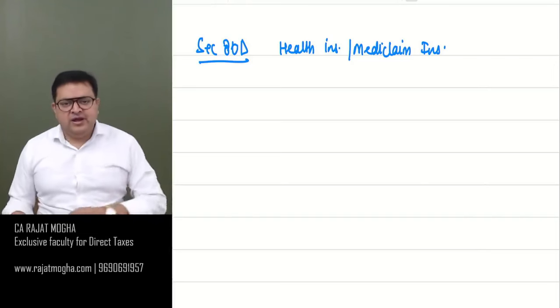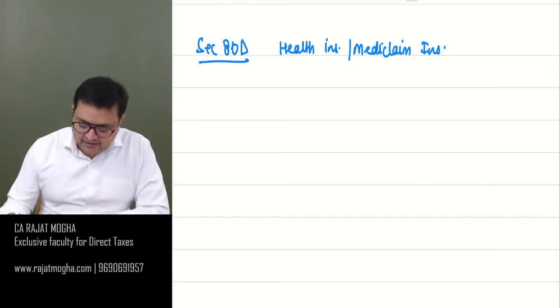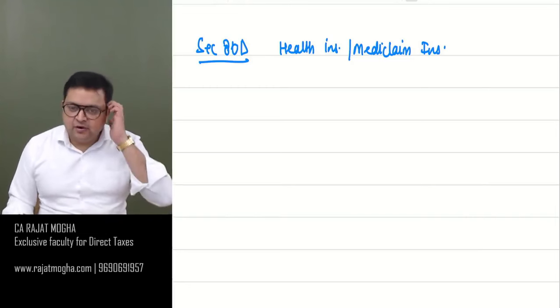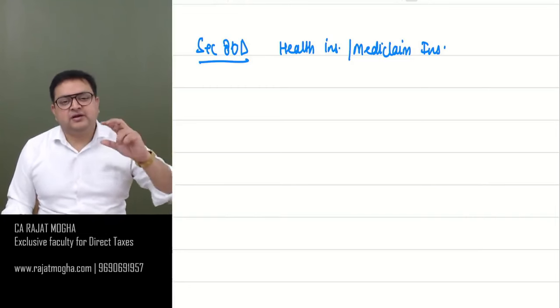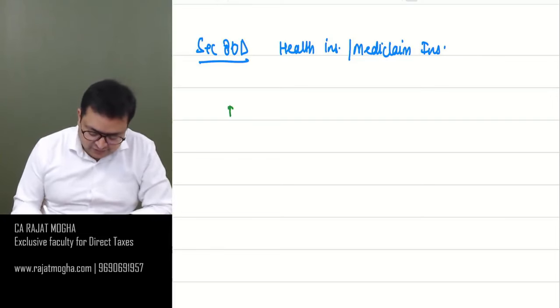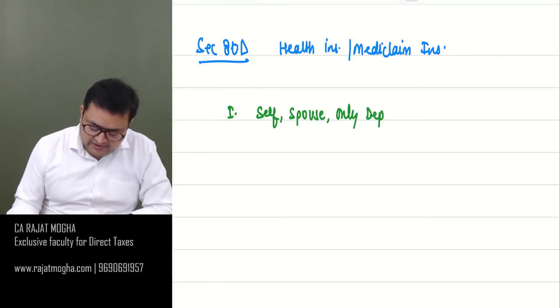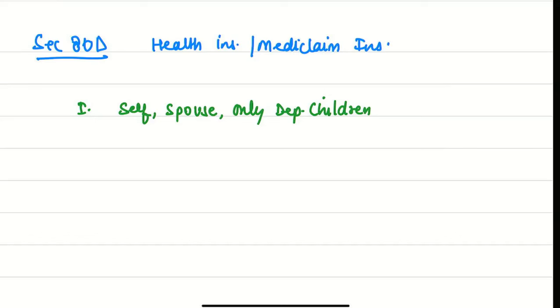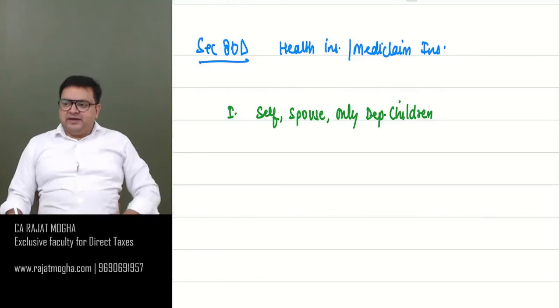80D, obviously only under optional regime we can get it. So how much deduction we can get in an optional regime? For this, we actually distribute in two categories. We take the first category belongs to the assessee himself or herself, spouse, and only dependent children. See, in 80C, dependent as well as non-dependent both were covered. But in 80D, only dependent children are covered. This is one category.